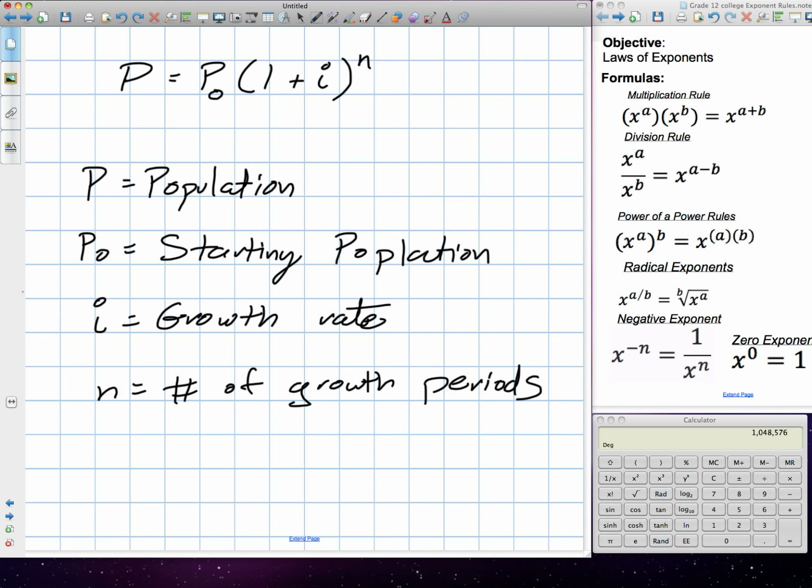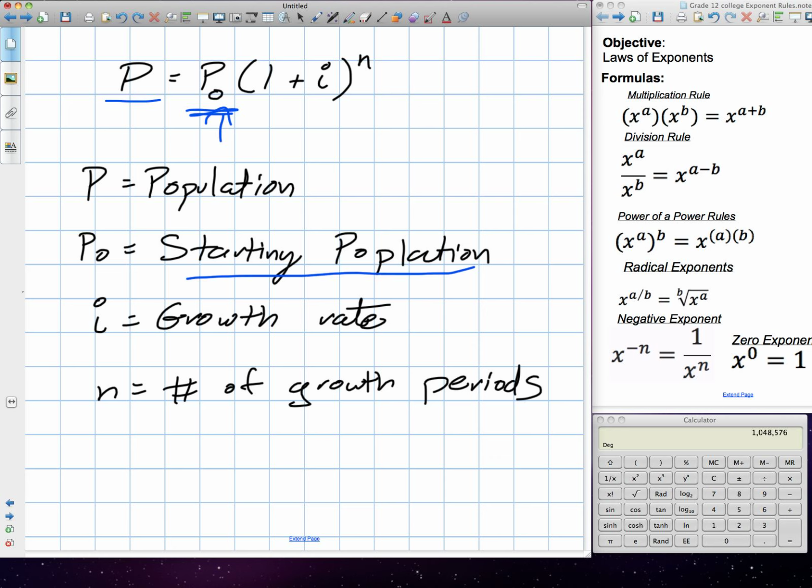Okay, so we have this formula. It's talking about population growth. This also has to do with interest growth. We'll get into that in the next chapter. But we're talking about population growth today. This P stands for your final population. This is what we're essentially looking for. So P is equal to, this is P naught. All that means is our starting population. Whatever our population started with, that's where you put the number.